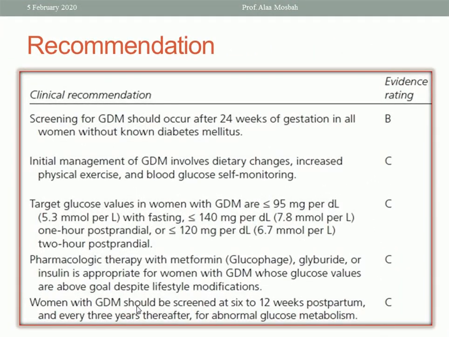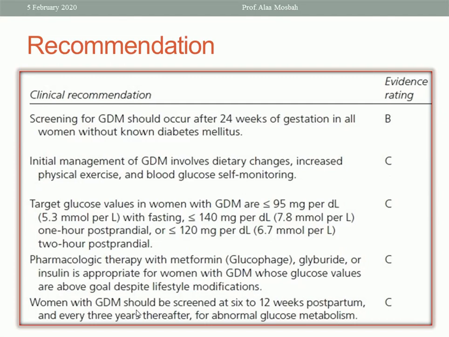Some recommendations and the evidence rating. Screening for gestational diabetes mellitus should occur after 24 weeks of gestation in all women without known diabetes mellitus. Grade B recommendation. Initial management of gestational diabetes mellitus involves dietary changes, increased physical exercise, and blood glucose self-monitoring. Grade C.